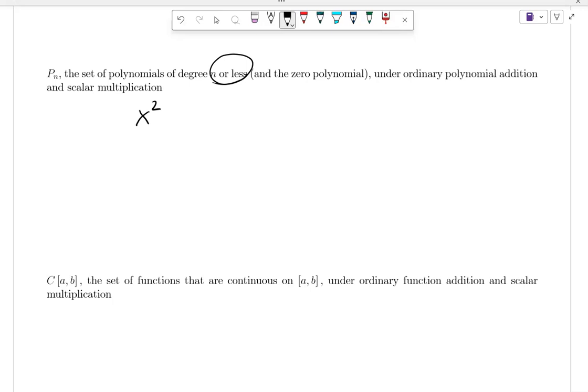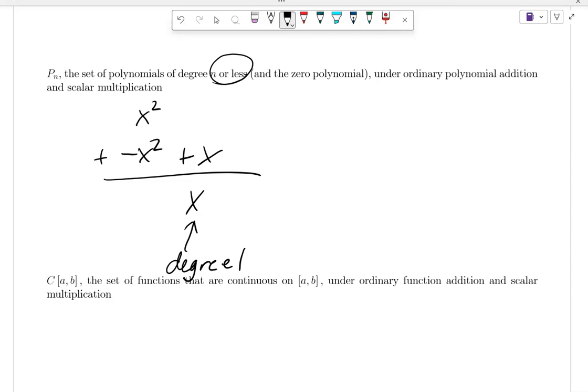Can I add something to x squared and make the degree go down? Okay, good. Can you give me an example? It's probably yes if I'm making a big deal out of it. I can do a negative x squared and maybe put an x on the end, right? What's the degree of that? There we go. Good. Notice the degree went down, right?